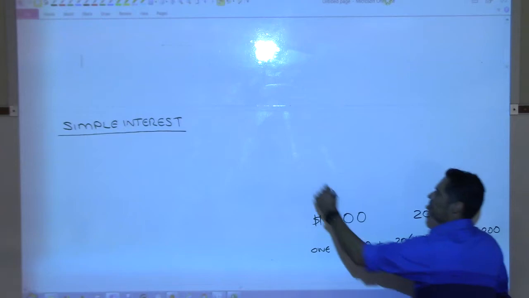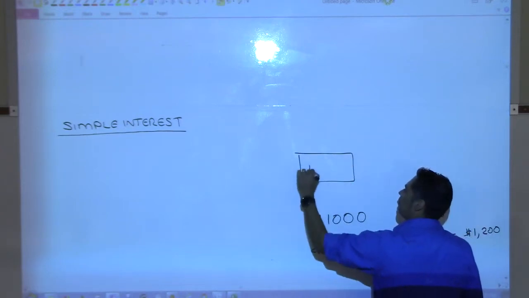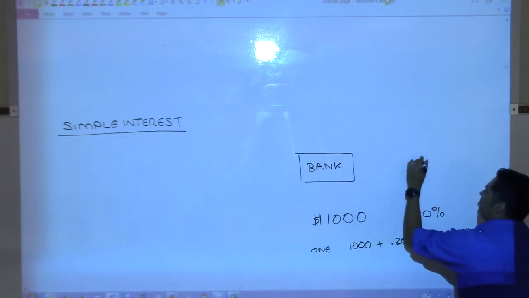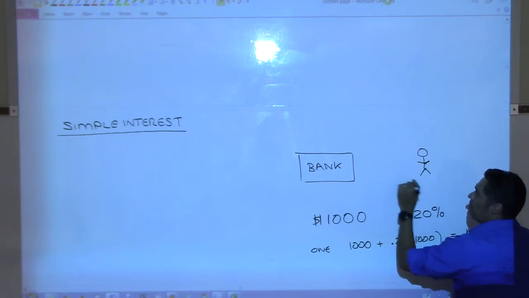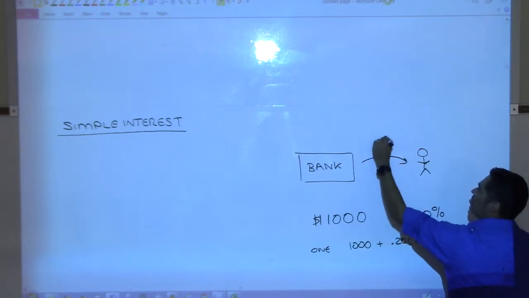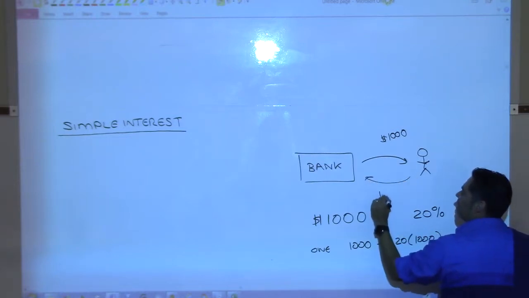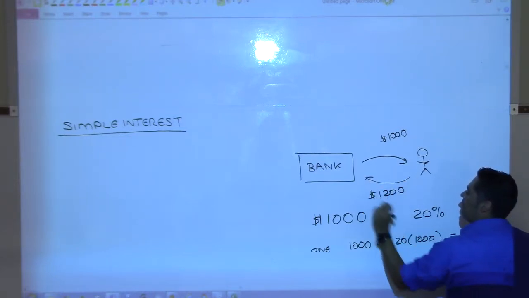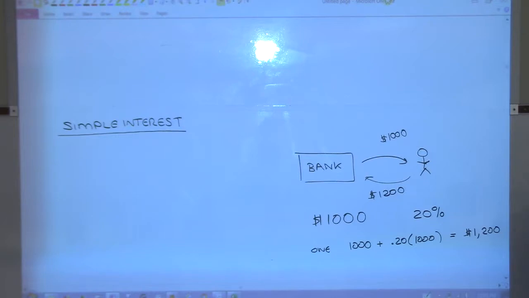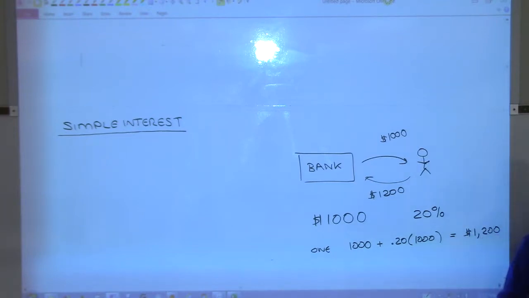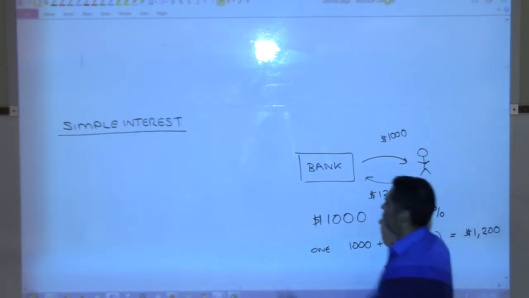So the bank sits here, right? And you come over here and you want to borrow money, right? So you want to take money out. You want to take $1,000 out, but you promise to pay back $1,200, right? So the bank is going to make $200 off of you. Agreed? Now, where did the bank get their money? From other people that have the money, okay?